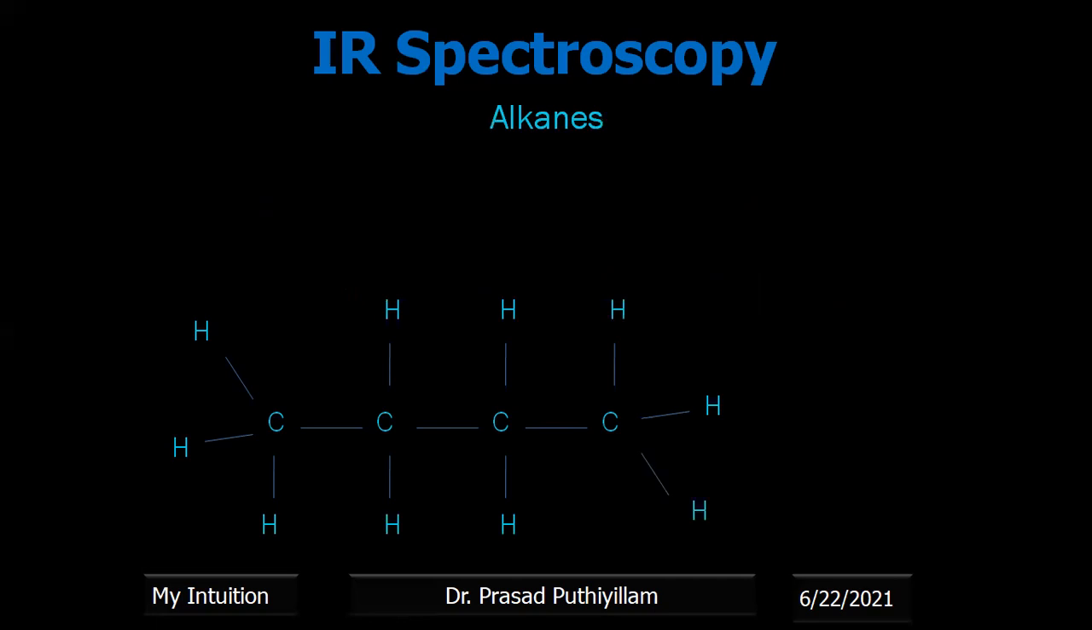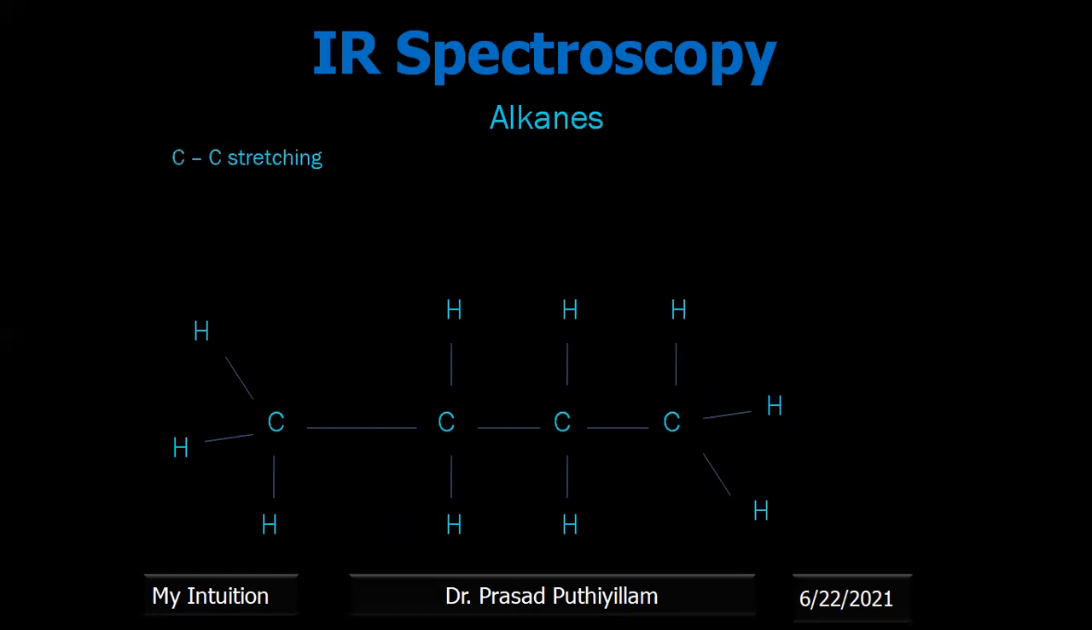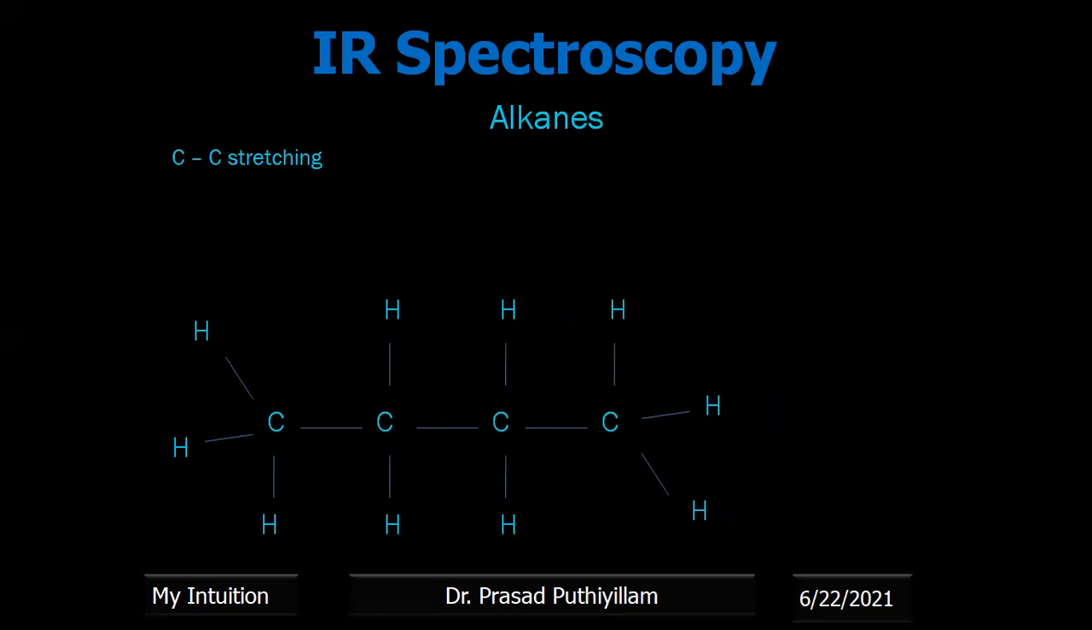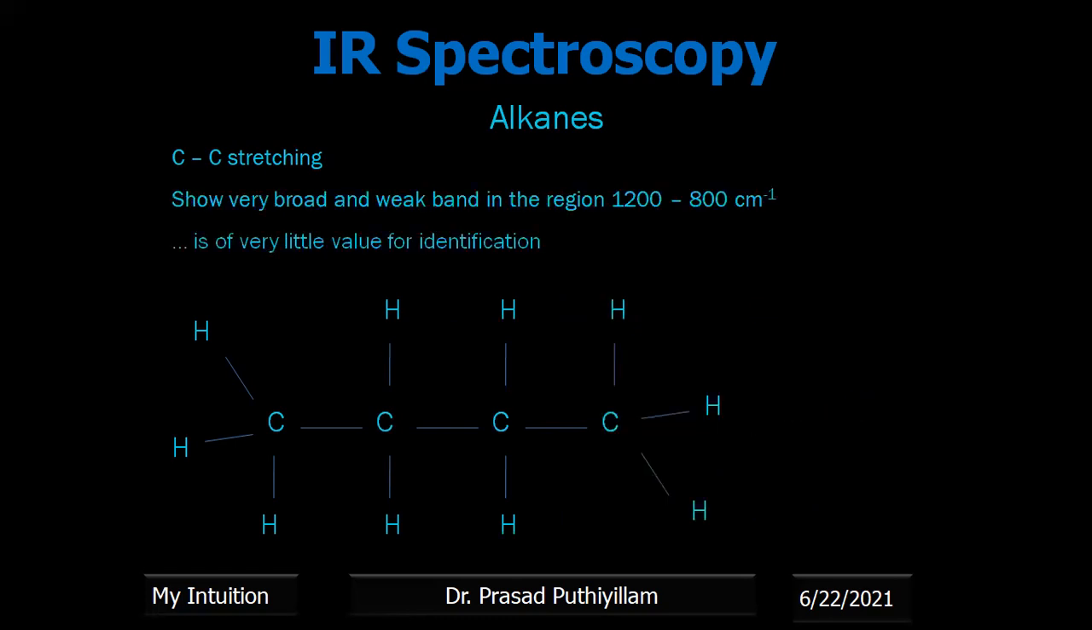Now, the possible vibrations, stretching as well as bending, are what make the IR spectroscopy absorb the radiation. Carbon-carbon stretching in this particular molecule can be of this type: carbon 1 and carbon 2 can undergo stretching, carbon 2 and carbon 3 stretching is possible, as well as carbon 3 and carbon 4 stretching.